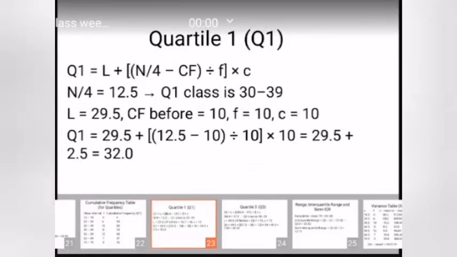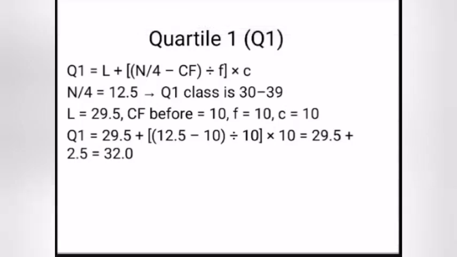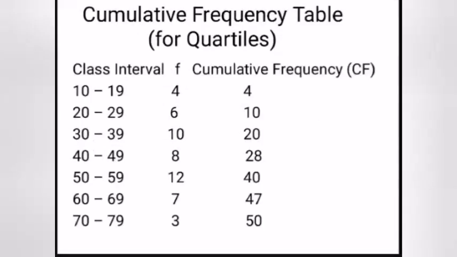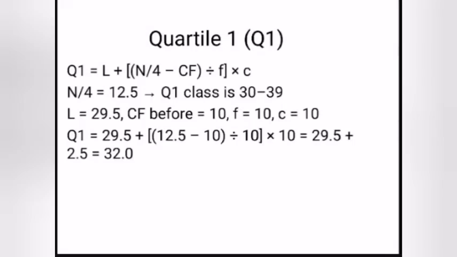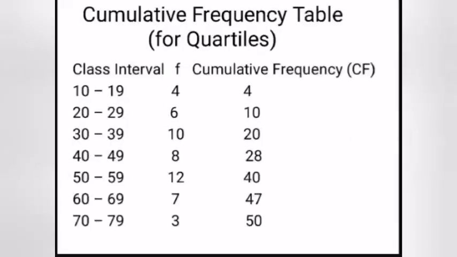So we found out that the first quartile's class is 30 to 39. So the lower class boundary is 30 minus 0.5, that's 29.5. Then the cumulative frequency before that class is 10. The cumulative frequency before 20 is 10, so the cumulative frequency is 10. Then the frequency of that class, 30 to 39, is 10.